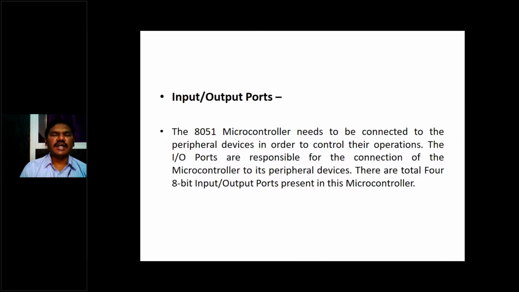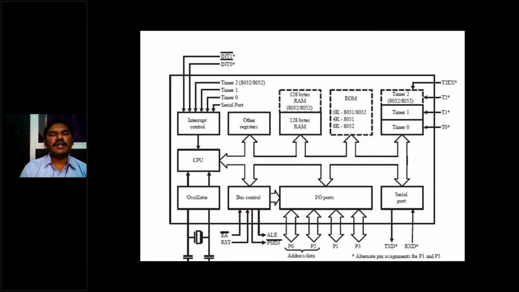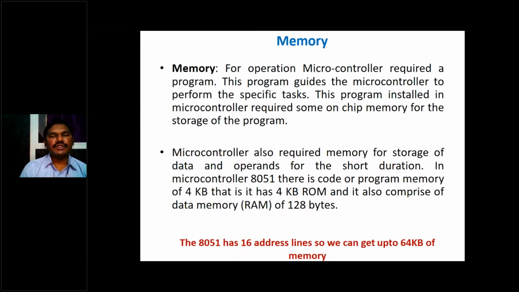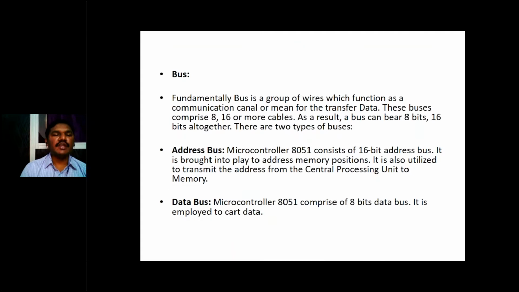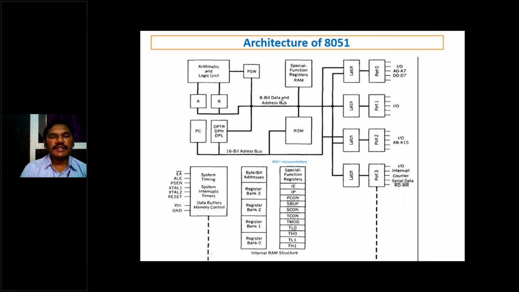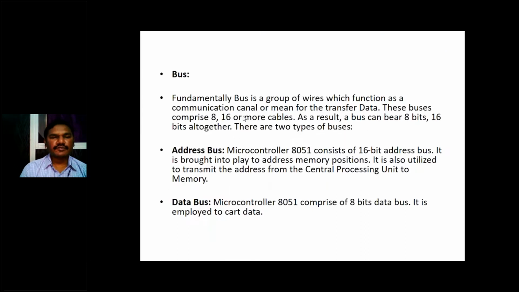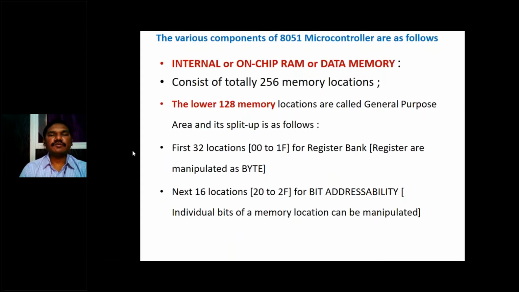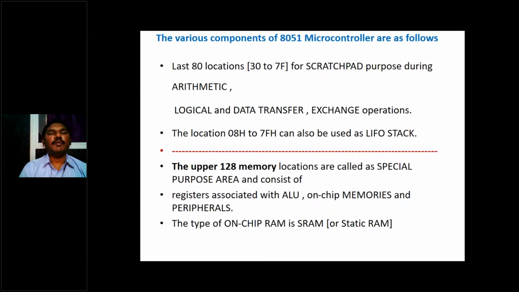IO ports: to access data or to output data, we need input and output ports. Memory is used to store the data, and then the bus. Here we have 2 types of bus: address bus and data bus. Here you can see the address bus and the address and data bus. That's why we need both types of buses. Here data operations are 8-bit, so we need an 8-bit data bus. Whereas in the case of 8051, sorry, it has 16 address lines, so we need a 16-bit address bus. These will all be explained in future.